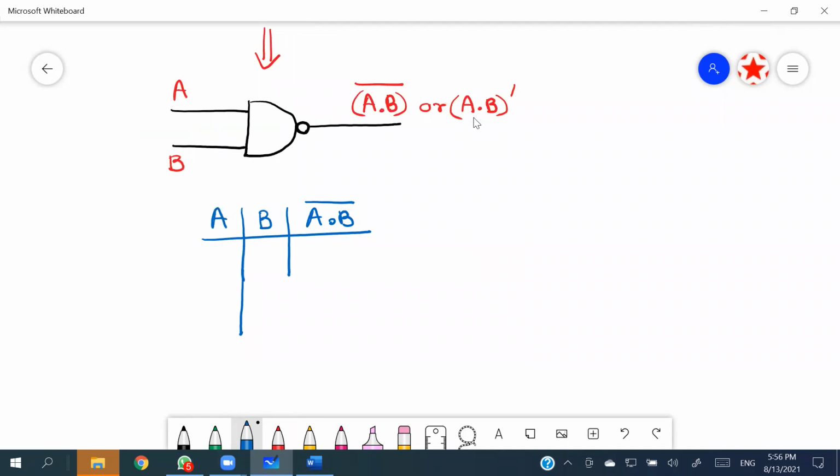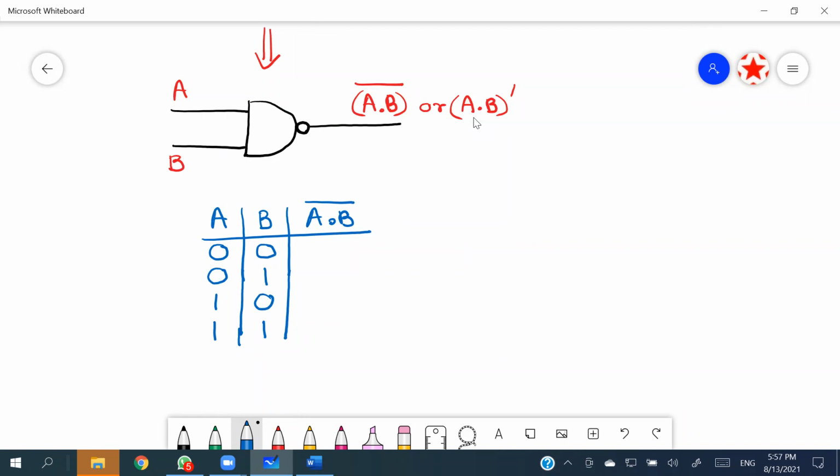And now we know from the previous week what could be the combinations for this A and B, right? So when A is 0, B can be a 0. When A is 0, B can be a 1. When A is 1, B can be a 0. And when A is 1, B can also be a 1.